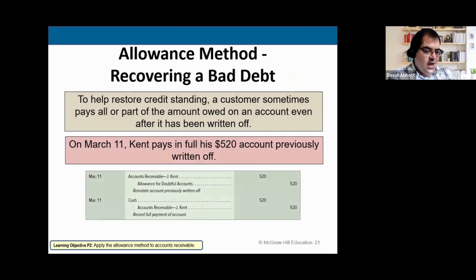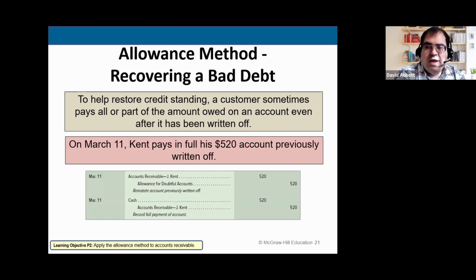Now, if an account that was written off is later collected, we then have to make two entries. The first is to reverse the write-off and to reinstate the customer's account. The second is to record the collection of the reinstated account as shown here. And so to help restore credit standing, a customer sometimes pays all or part of the amount owed on the account even after it's been written off. And so on March the 11th, Kent pays in full his $520 balance that was previously written off.